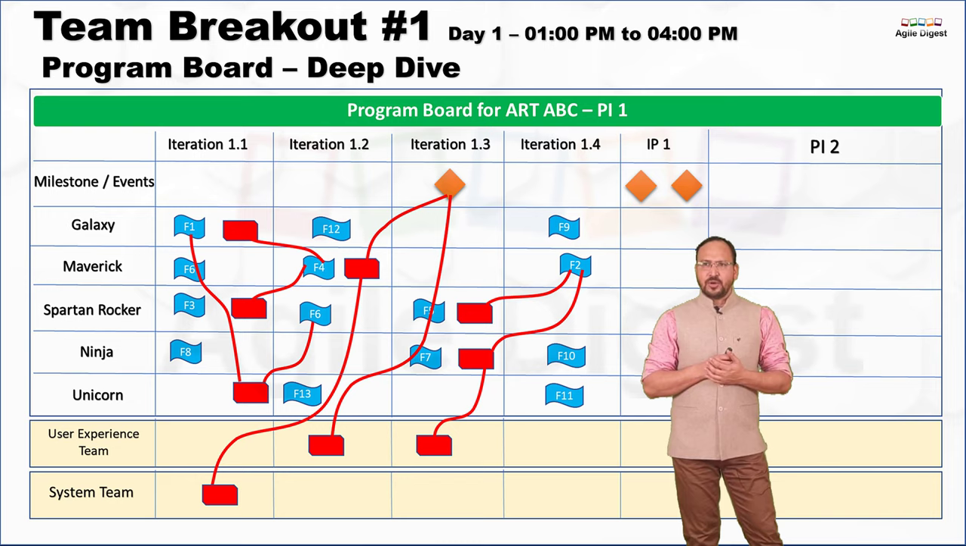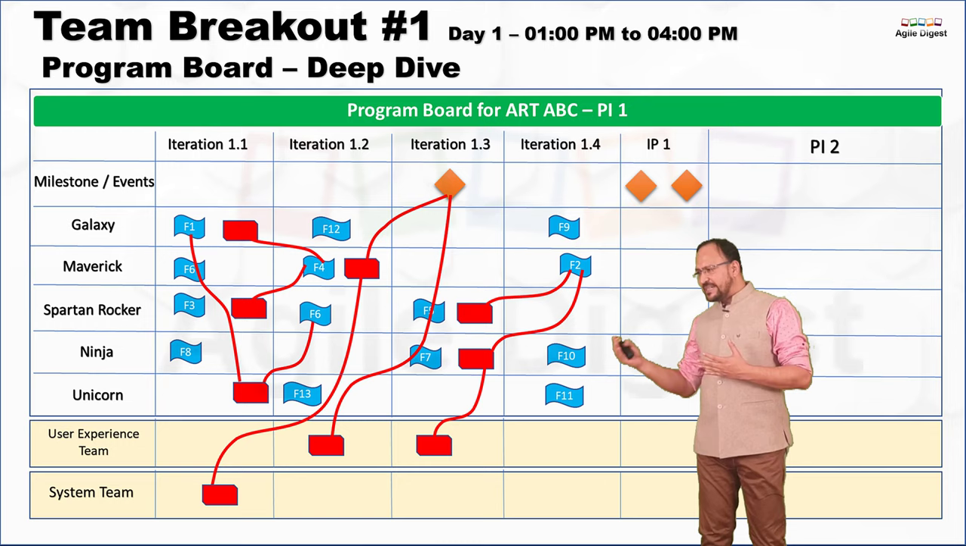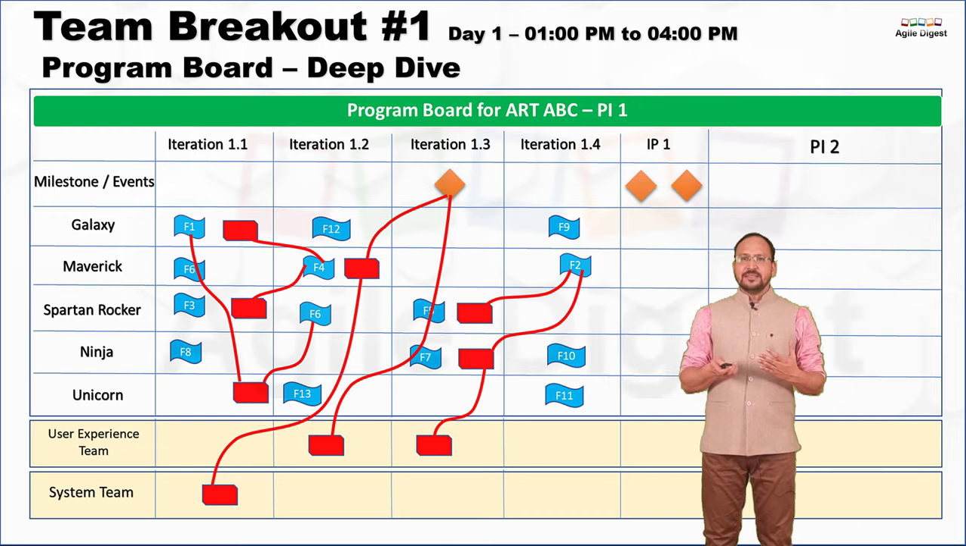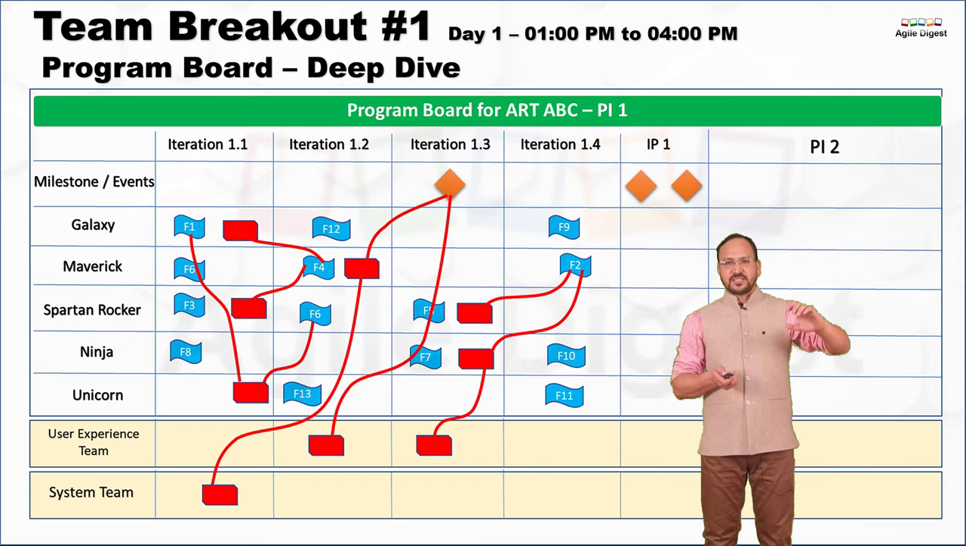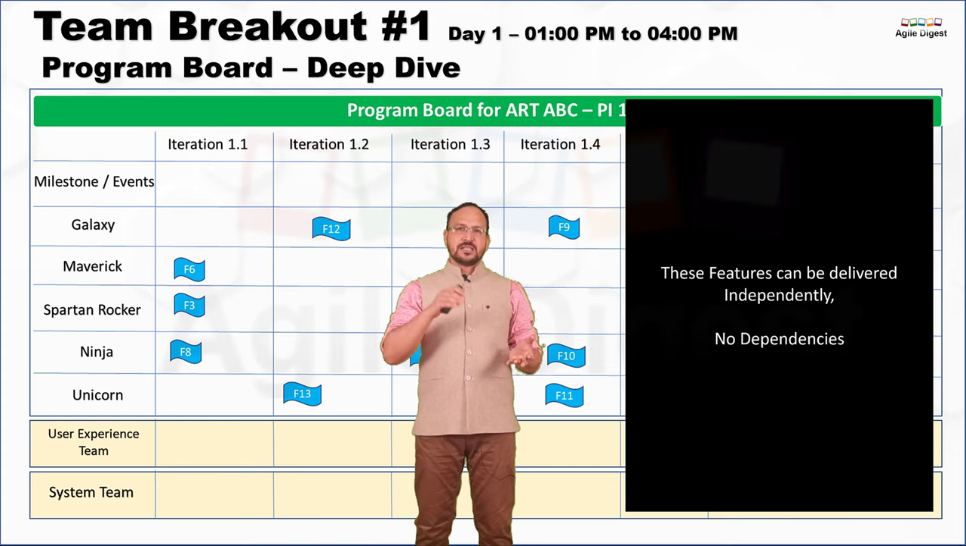Everything is possible. Now, I understand features will have dependencies with inter-team or other teams, but if a feature doesn't have any strings attached, that means you can deliver these features. So, if I remove the dependent features from here, this is all the features we have, and these features can be delivered independently, with no dependencies. I'm just trying to go into a little more detail on the program board.